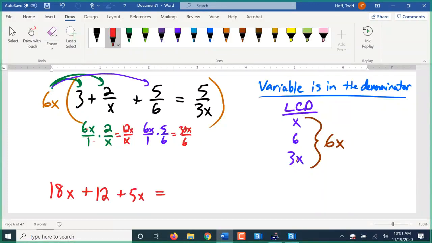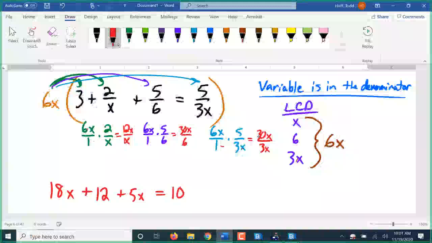Equals 6x times 5 over 3x, so 6x over 1 times 5 over 3x. We multiply 6x times 5 is 30x. 1 times 3x is 3x. Now we divide. 30 divided by 3 is 10. X divided by x actually divides out. So that's just going to be a 10.